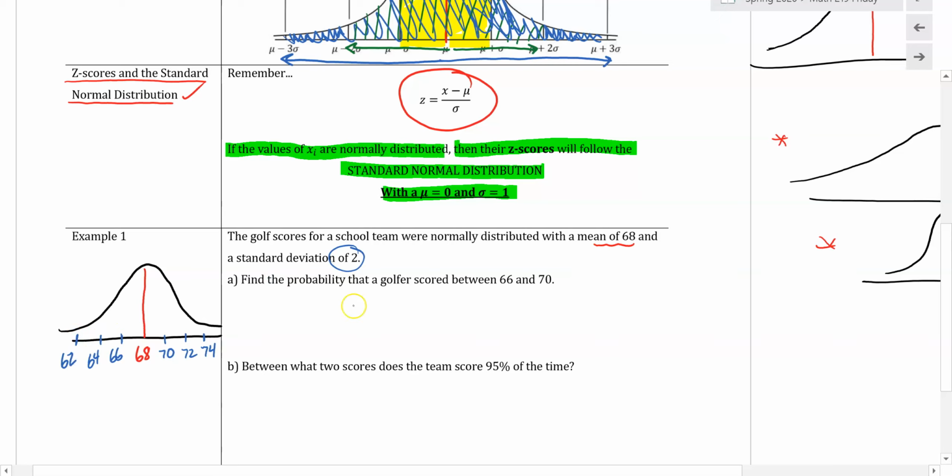So they ask you, find the probability that a golfer scored between 66 and 70. Well, looking on my chart here, 66 and 70, that is the percentage of data that fits between 66 and 70, right? Now remember, the empirical rule tells us how much data lives under here, but don't we know that, as we just learned, area under the curve is probability?